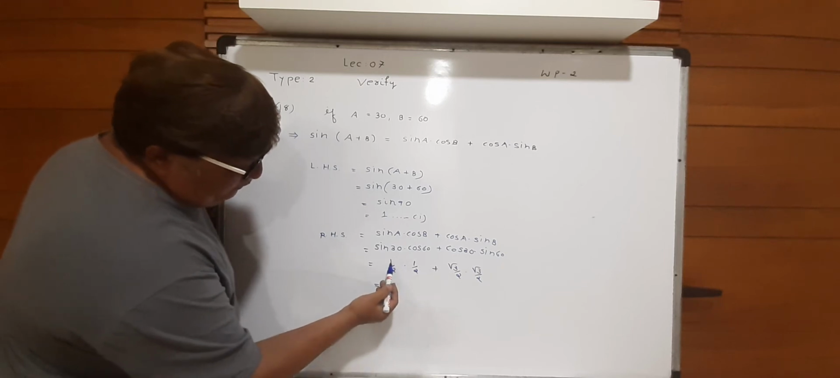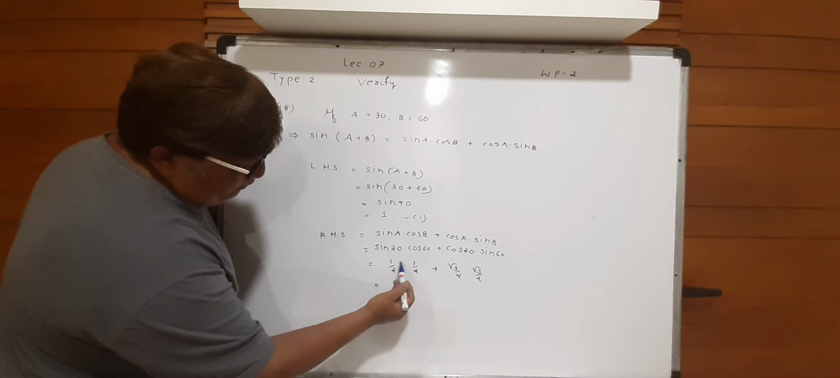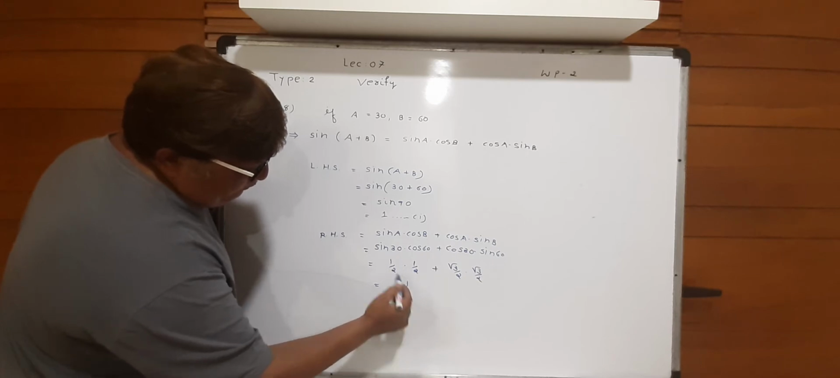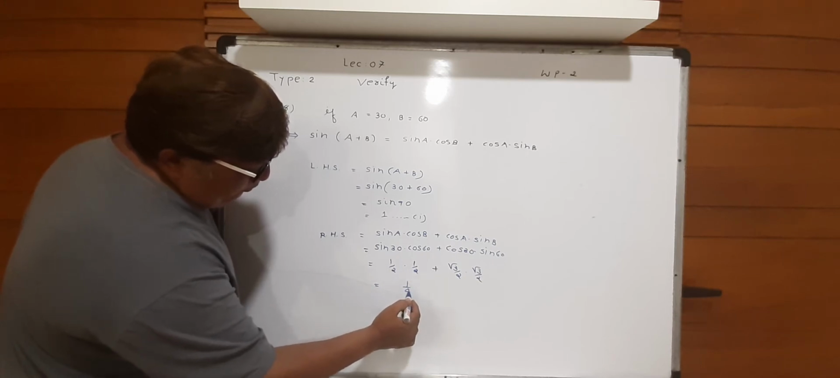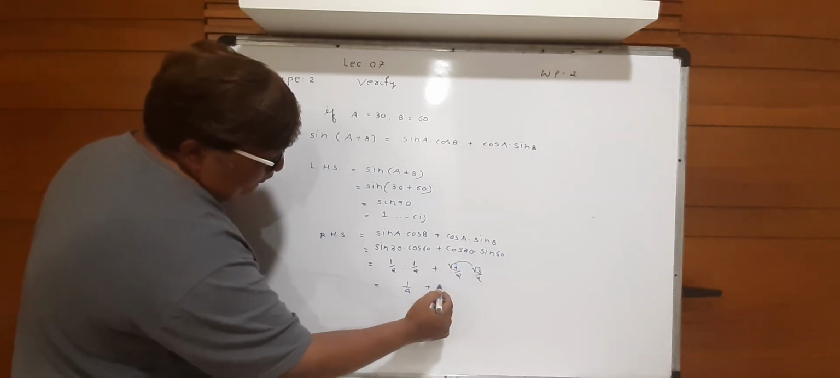No cancellation. Numerator to numerator multiplication. 1 into 1 is 1, 2 into 2 is 4. Root 3 into root 3.